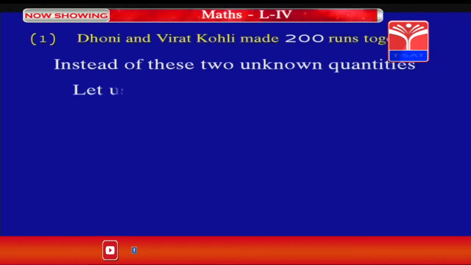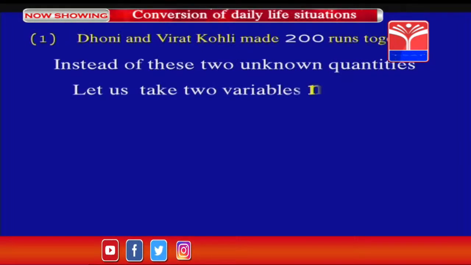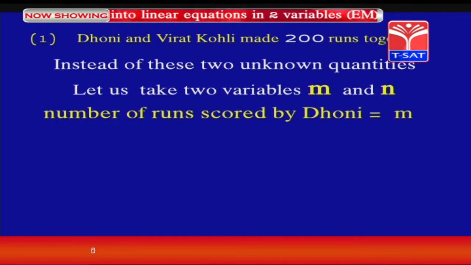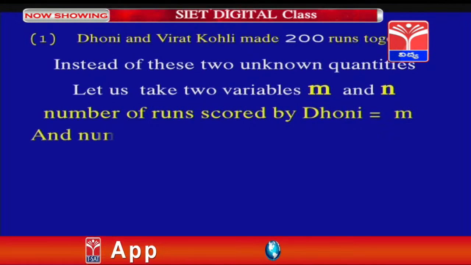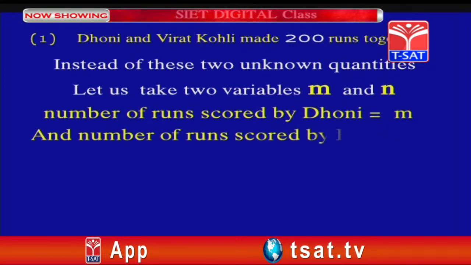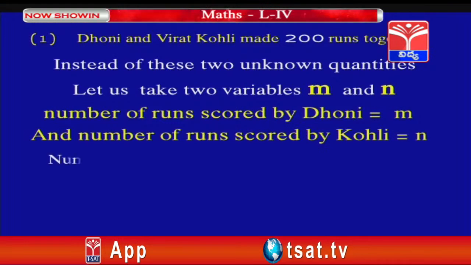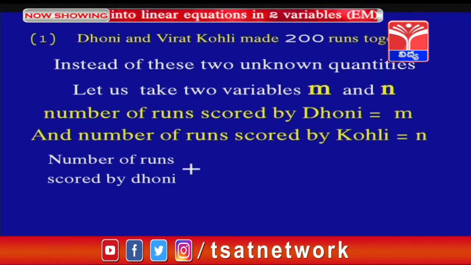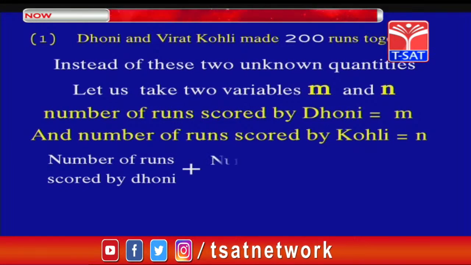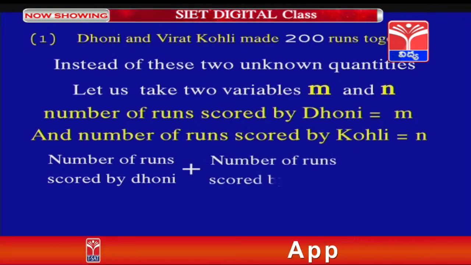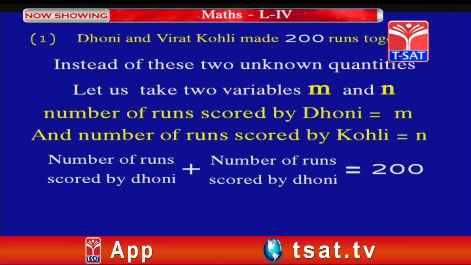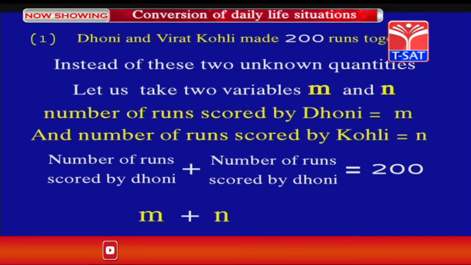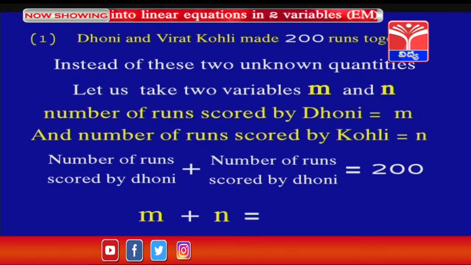Instead of these 2 unknown quantities, let us take 2 variables m and n. Number of runs scored by Dhoni is equal to m and number of runs scored by Kohli is equal to n. Now, number of runs scored by Dhoni plus number of runs scored by Kohli is given as 200. By this, if you substitute the variables, it becomes m plus n is equal to 200.